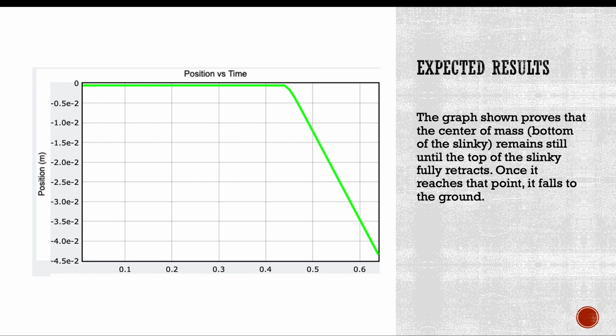So for the expected results, the graph moved exactly how I would imagine it to. It's measuring the center of mass, which is the bottom of the slinky. As we stated earlier, the bottom of the slinky remained stationary until about 0.43 seconds, and then it began to move down once the top of the slinky fully retracted. Then the whole slinky in total moved down to the ground.